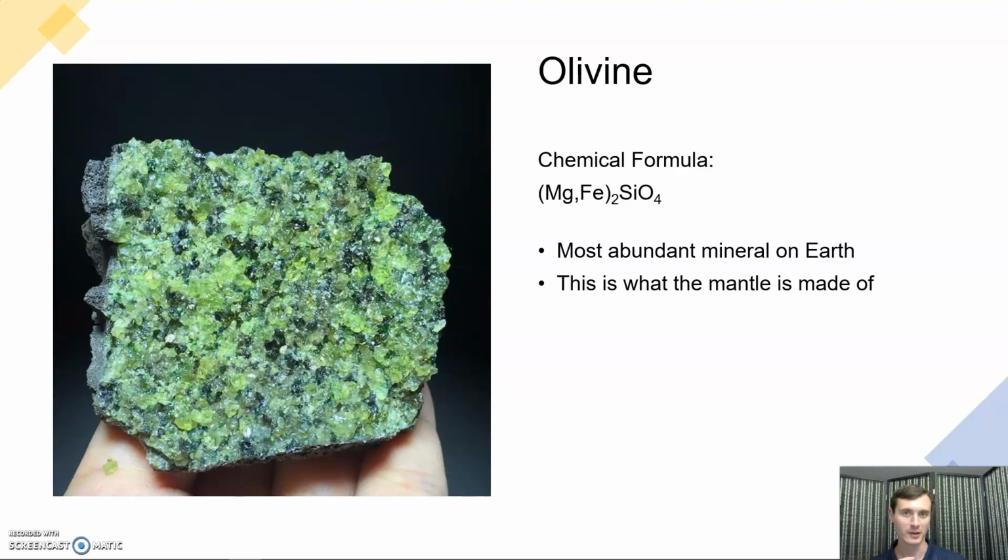Now, I get this question a lot: what is the most abundant rock or mineral? It's actually going to be olivine. Olivine is what most of Earth's mantle is made out of, making it the most abundant mineral, part of the most abundant rock, called dunite, on the entire Earth. It's made of silicon and oxygen, plus a couple metals, sometimes magnesium, sometimes iron.